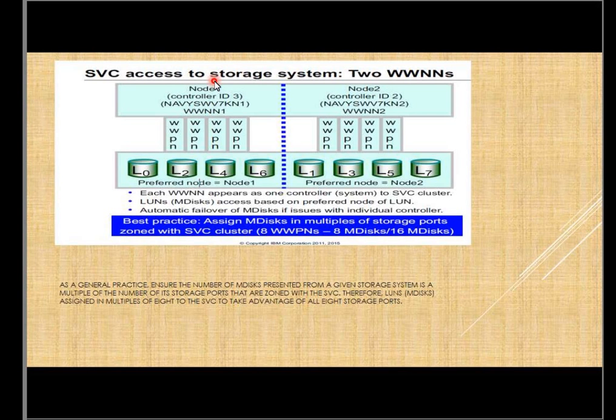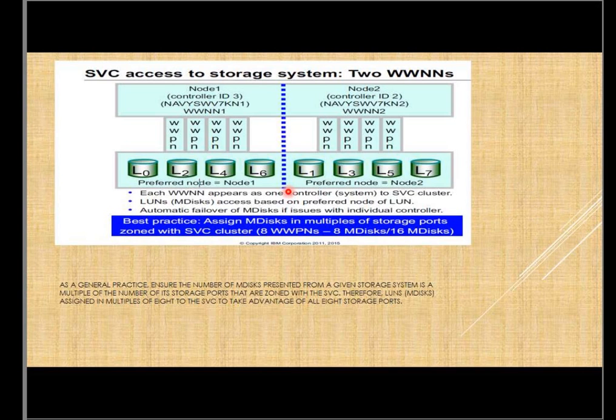So, as I already discussed with you guys, both of these nodes will be synchronizing the I/O cache across these two, and then only an acknowledgement will be sent to the host, and only then further writes will happen on that specific volume.